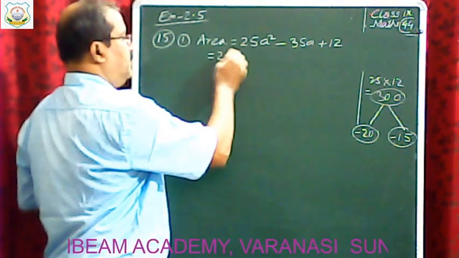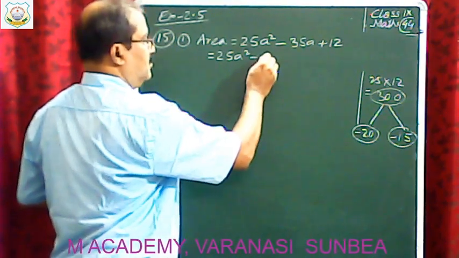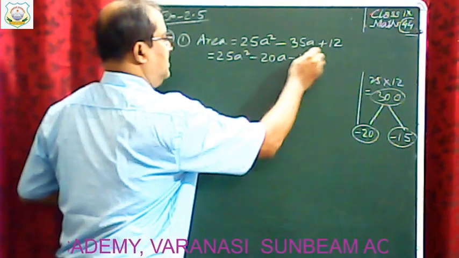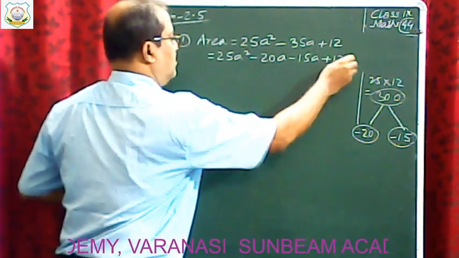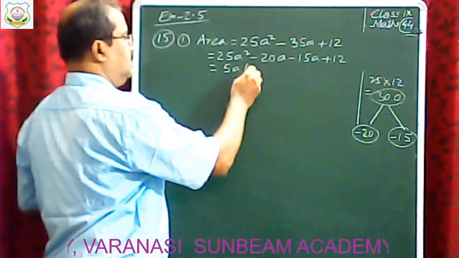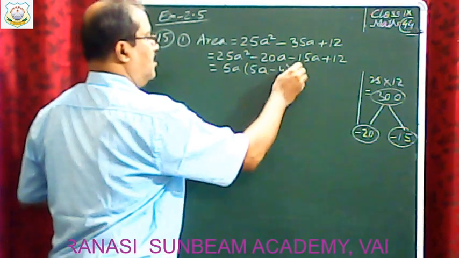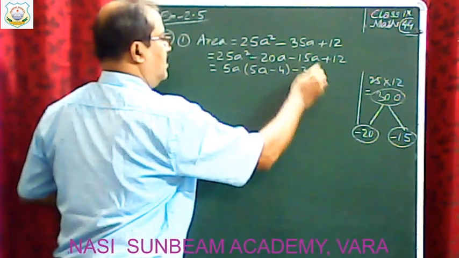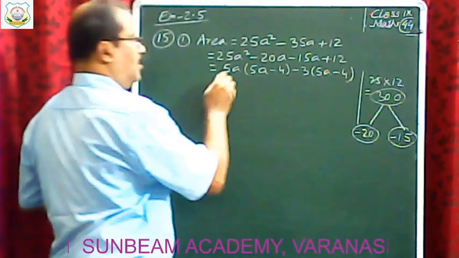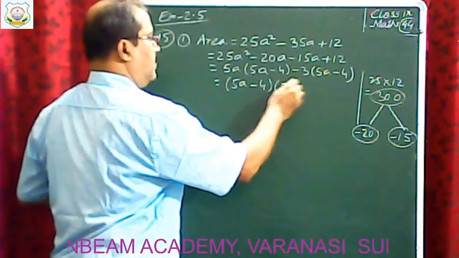So 25a square minus 20a minus 15a plus 12. We take out common 5a: 5a minus 4, and from the other part 3 is common, so 5a minus 4. So finally we get 5a minus 4 times 5a minus 3.